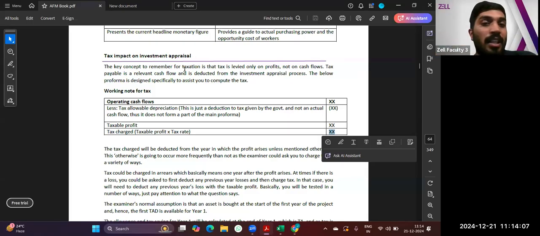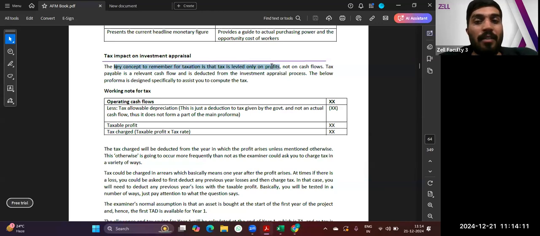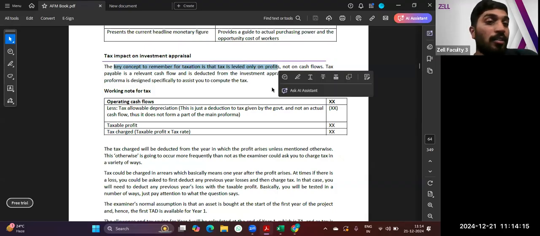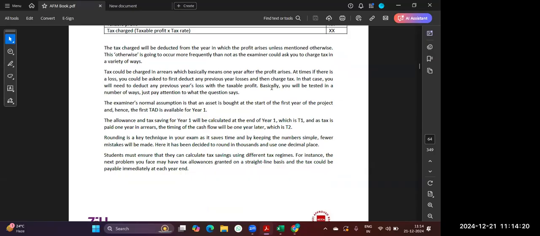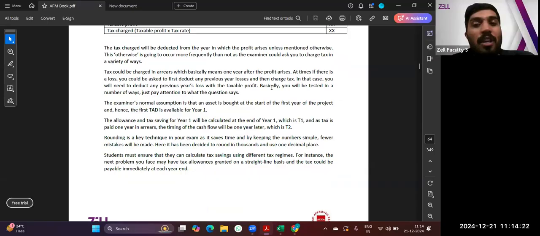Okay. Keep one thing in mind. The key concept to remember is that tax is levied only on profits, not on cash flow. Correct? So that's why we do it as a separate working. Now keep one thing in mind.